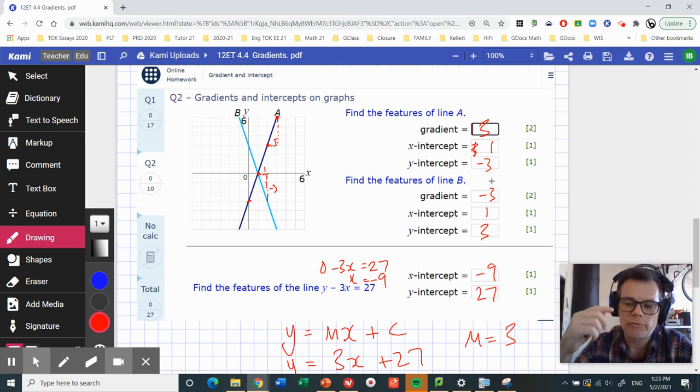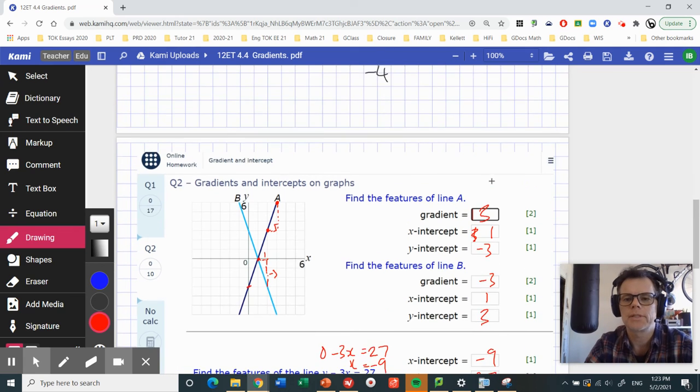You've got the lessons to follow through as well, which will remind you of all these things about y equals mx plus c, gradients, y-intercepts, x-intercepts, coordinates, how coordinates work, what an x-ordinate is, or what a y-ordinate is, and all of those things. So good luck today.